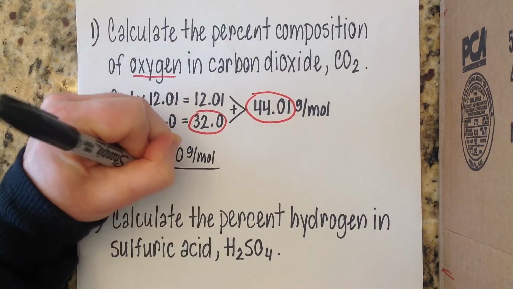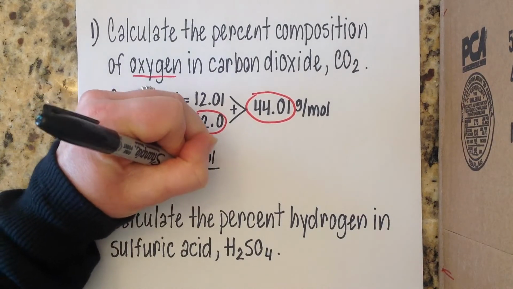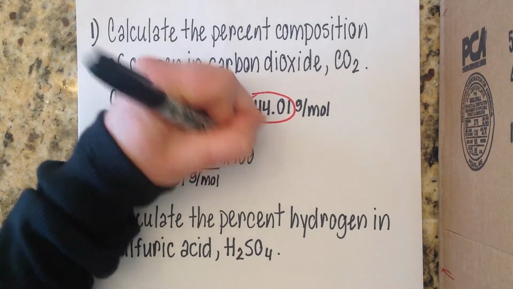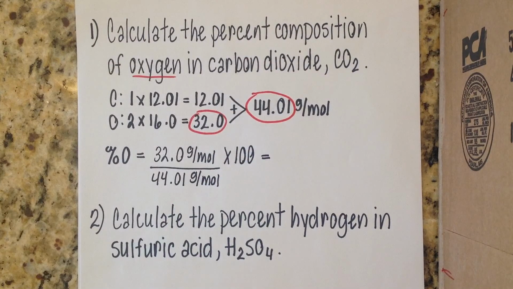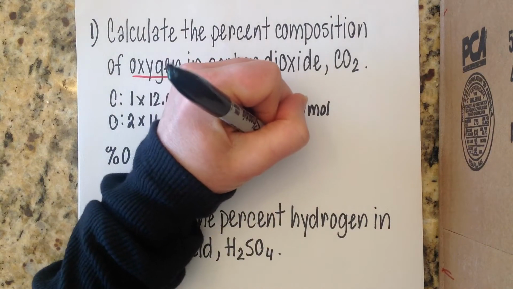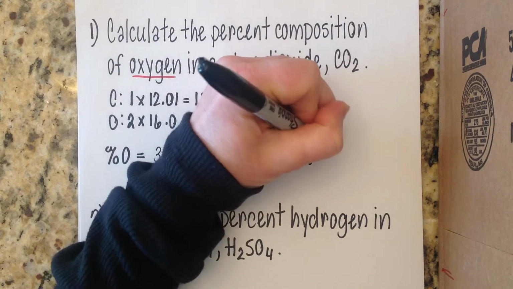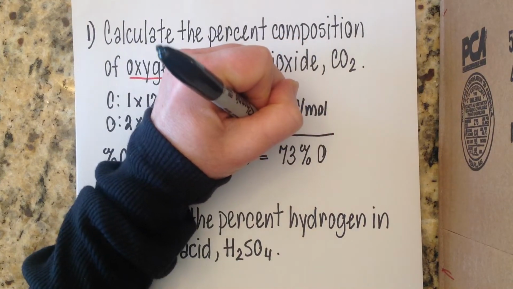So 44.01 grams per mole. Times 100, that just simply gets it into a percentage. And you should be getting, let's punch that in, 32 divided by 44.01. I am getting about 73%, and that's rounded. So the answer is 73% oxygen. That's all you do.